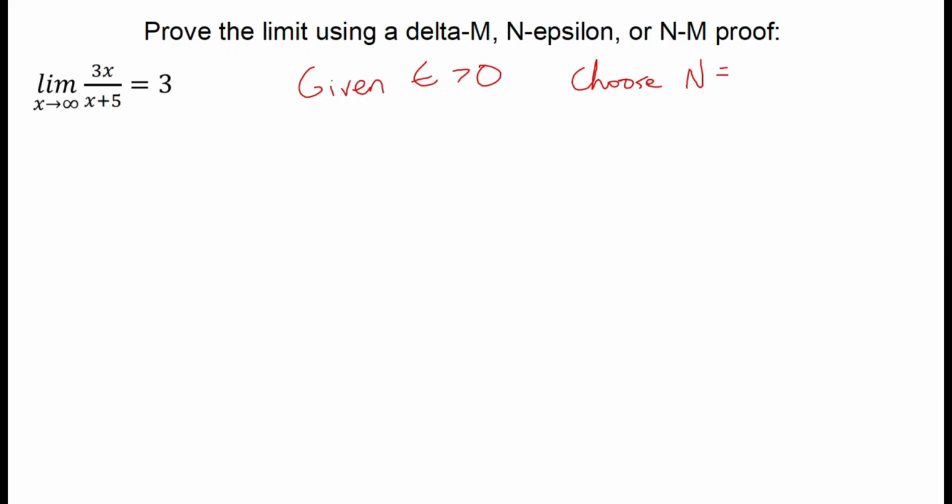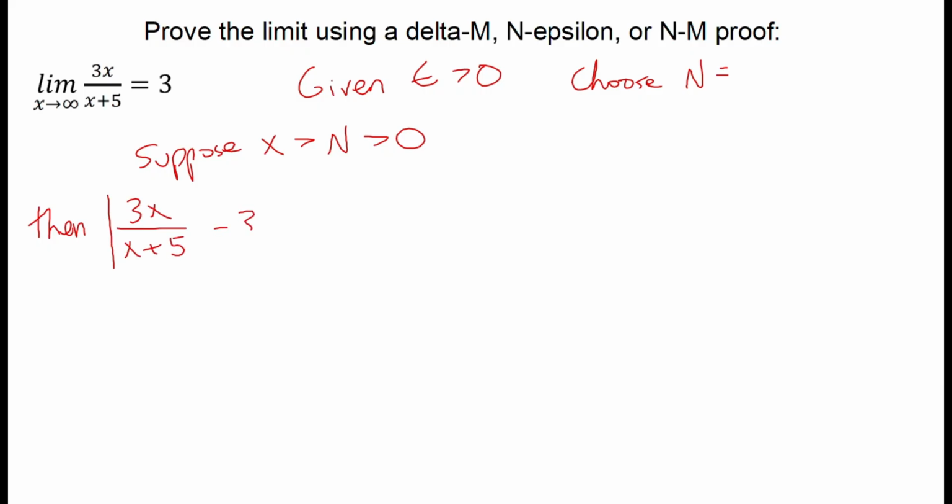And so if x is approaching infinity, that means that x is greater than n is greater than 0. So that's what we're supposing here. Suppose we have positive x values, so a positive n. Then the absolute value of our function, 3x over x plus 5 minus its limit, which is 3, should eventually be less than epsilon.